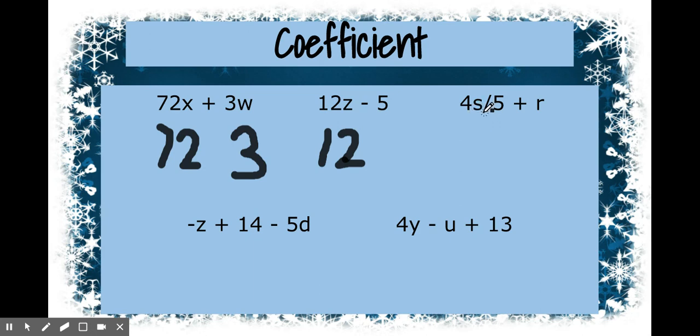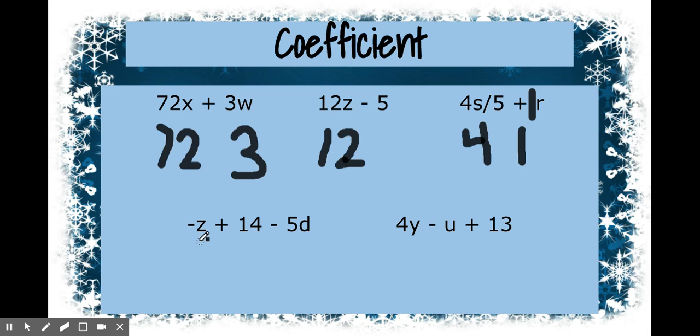My next example, I have 4s divided by 5 plus r. My 4 and my s are being multiplied. So what is the number being multiplied by the variable? 4. 5 is not being multiplied by a variable, so it is not a coefficient. I have to be careful that I don't move on from this. I have an r here. It's very easy for us to say there is no coefficient and walk away. But we have to remember that in front of this variable is the secret ninja 1. So the coefficient for this r is a positive 1.